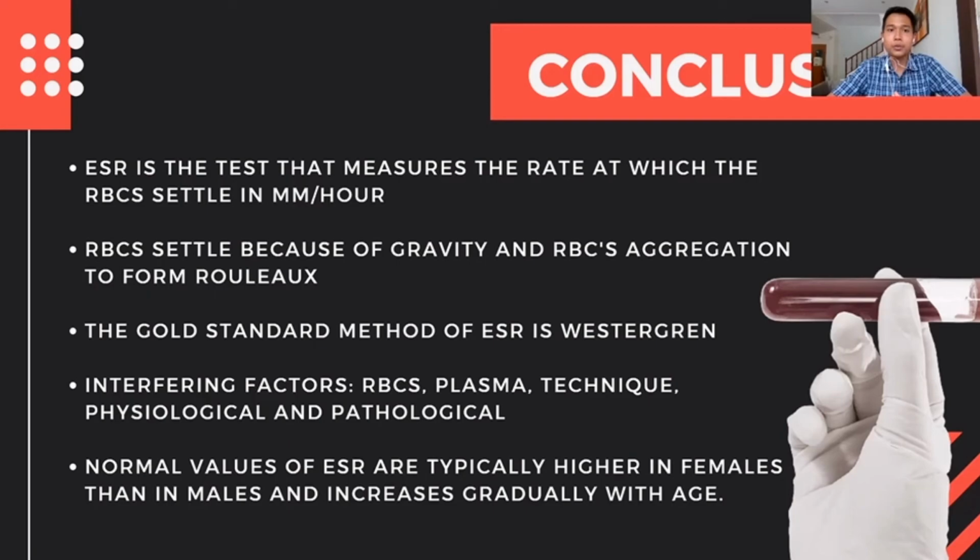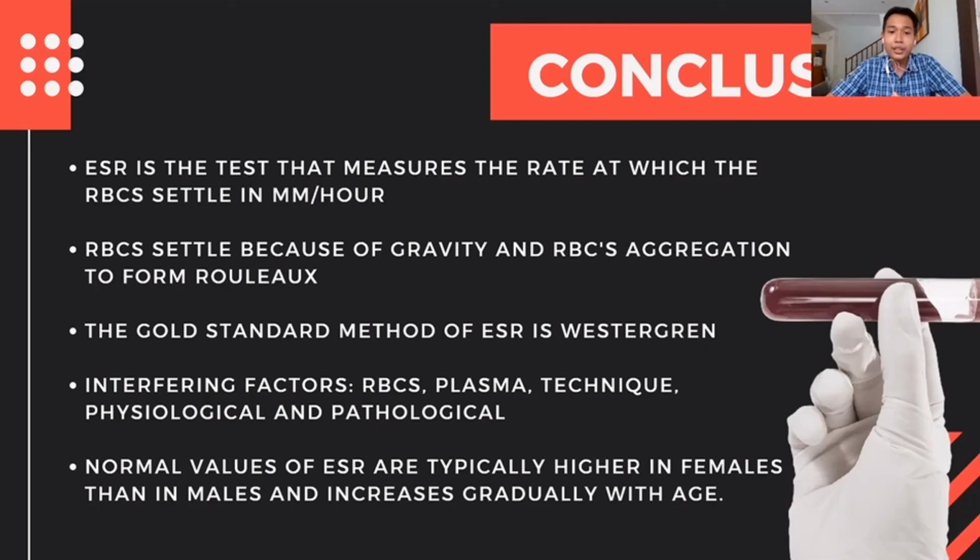So now I would like to summarize all of my friends' explanations about ESR. So firstly, we should know the definition of ESR. ESR is a common hematology test that measures the rate at which RBCs settle in millimeters per hour. RBCs settle in a narrow tube because of gravity, the mass density of RBCs being greater than plasma, and also RBC aggregation to form rouleaux.